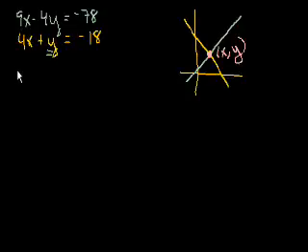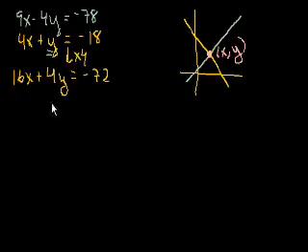So let's multiply this bottom equation by 4, and I get 16x plus 4y is equal to minus 72. All I did is multiply both sides of this equation by 4. You have to multiply every term because of the distributive property, and whatever you do to one side, you have to do to the other. And let me rewrite that top equation again: 9x minus 4y is equal to minus 78.